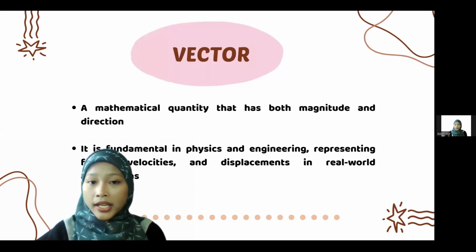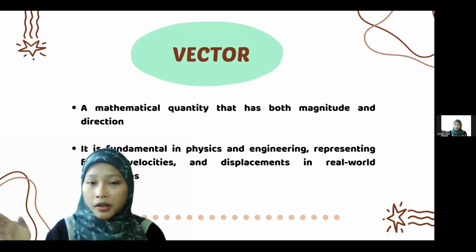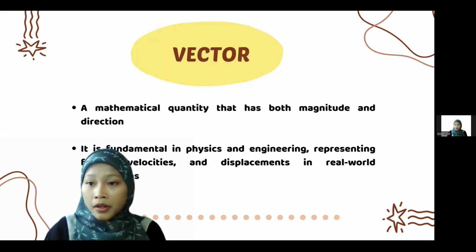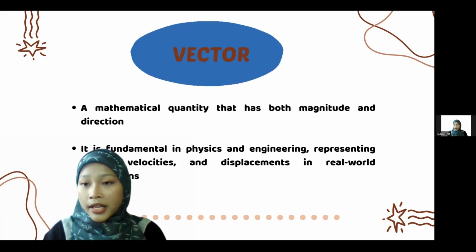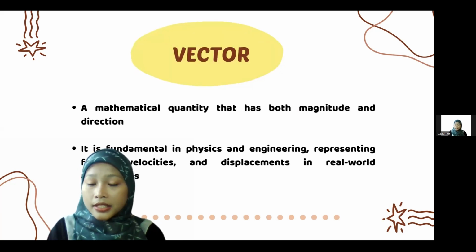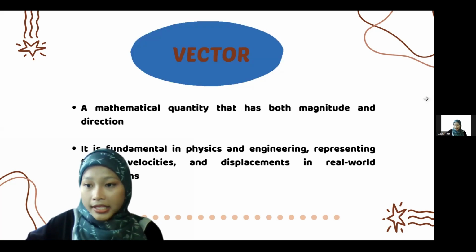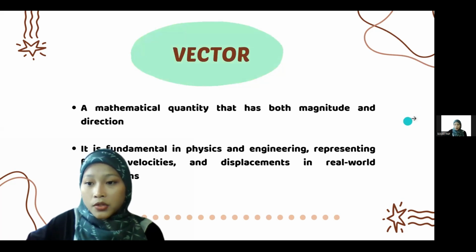For example, if we are going from point A to point B, and point B is located to the right of point A, and it took 5 kilometers to arrive at point B, we can say that the distance to go to point B is 5 kilometers to the right of point A. So it is an example of a vector, which shows that vectors have magnitude and also direction.